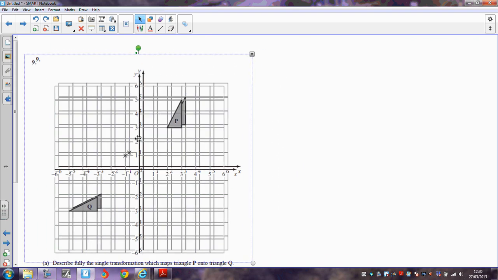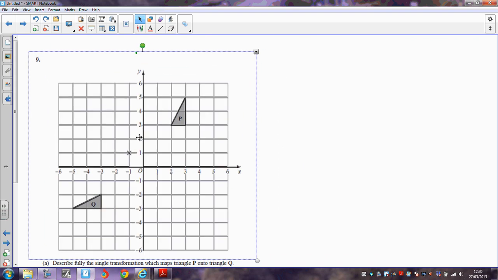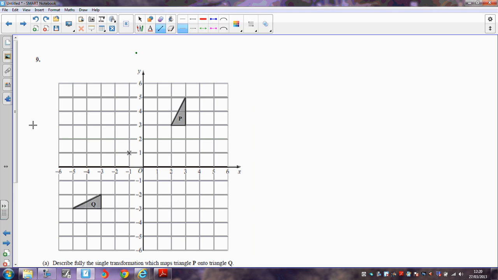So let's try and find the reflection. Let's just put that back in position. I can see that the line of reflection is going to be somewhere along here because P has flipped over to here. Let me just draw it on for you. So basically the line of reflection, or the mirror line, is going to be along here.